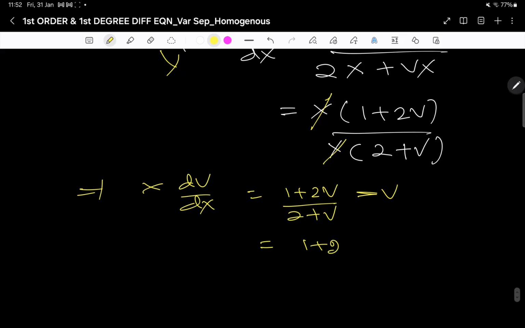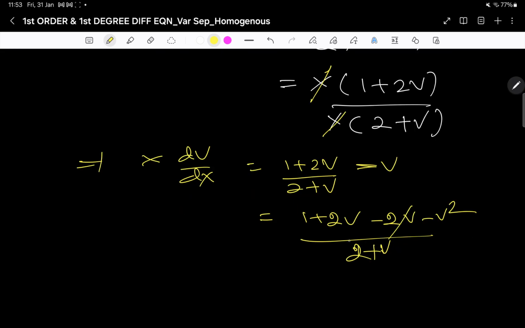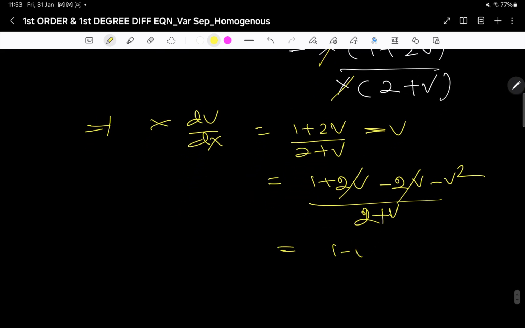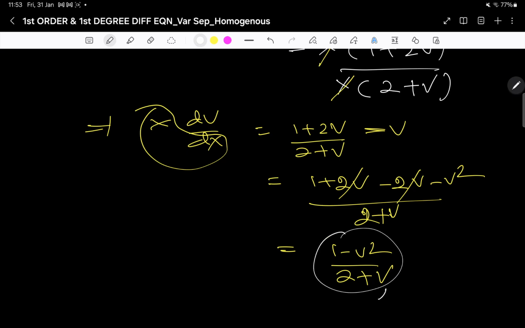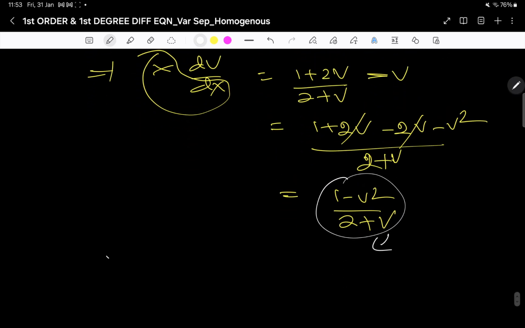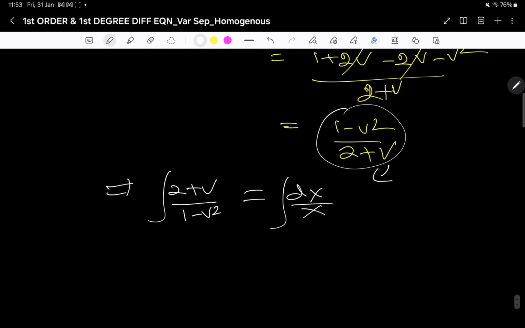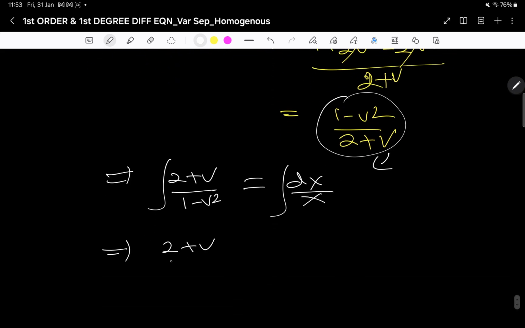So this is equal to (1 + 2v - 2v - v²)/(2 + v). Now the 2v cancels, it is equal to (1 - v²)/(2 + v). Now you bring this to the right hand side and that to the left hand side. So that means (2 + v)/(1 - v²) dv = dX/X. Now integrate it. On the left hand side it is (2 + v)/((1 - v)(1 + v)), and on the right hand side it is dX/X.